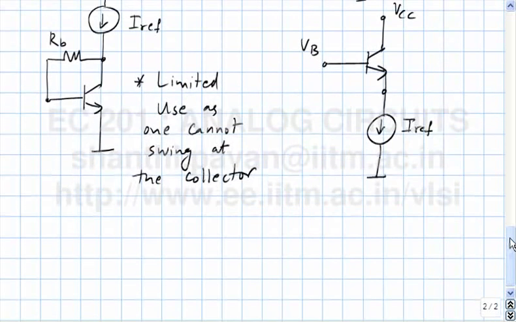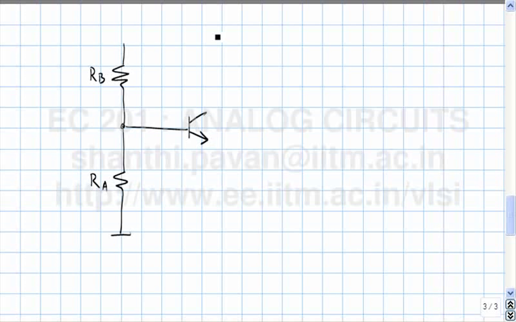And now if you wanted to make a common emitter amplifier out of this, what would you do? We do what we're used to, which is RA, RB, that's used to generate the bias voltage at the base. You have the load resistance RL. You have VCC. This is IREF. So this biases up the transistor.